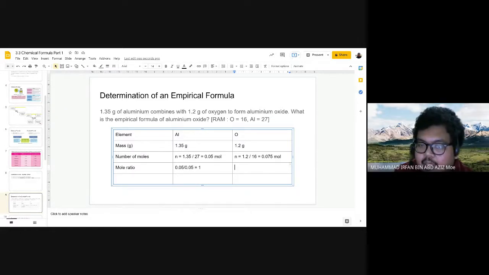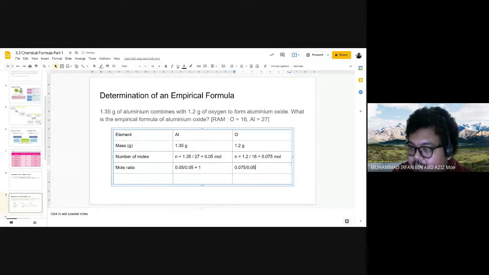Oh, because we want to find the ratio. The number of moles of each element, we divide by the smallest number of moles in that compound. So for Al, we divide 0.05 by 0.05, and for oxygen, we take 0.075 and divide by 0.05.